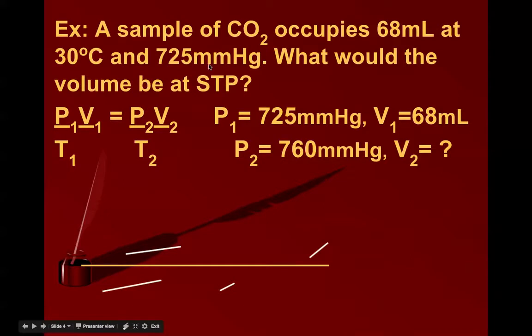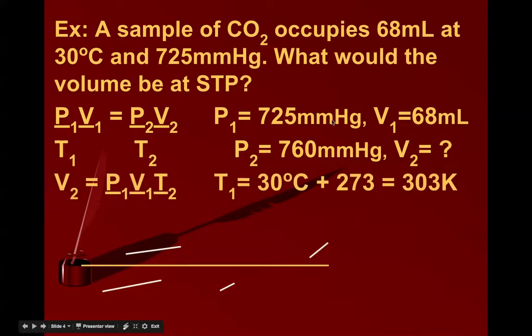So if the first one is in millimeters of mercury, then we're going to use millimeters of mercury for our P2, our standard pressure. If they gave you a P1 in atmospheres, we'd use 1 atmosphere, etc. Okay, V2 is the variable we're looking for, and let's see, where's the second temperature? Oh, that's right, STP. So standard temperature is 273 Kelvin. And our starting temperature, of course, 30 degrees Celsius, we convert to Kelvin.